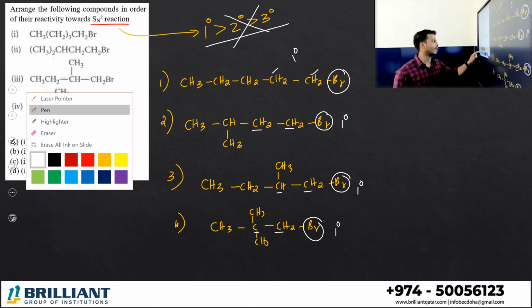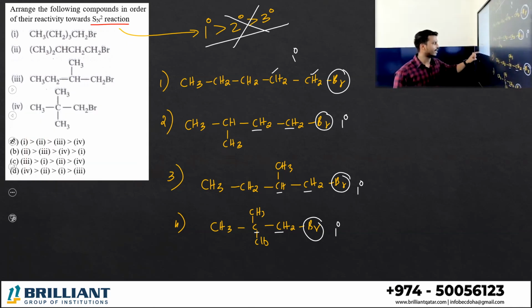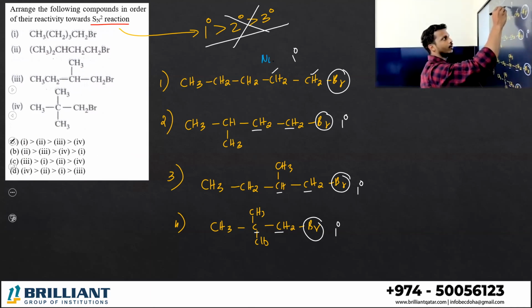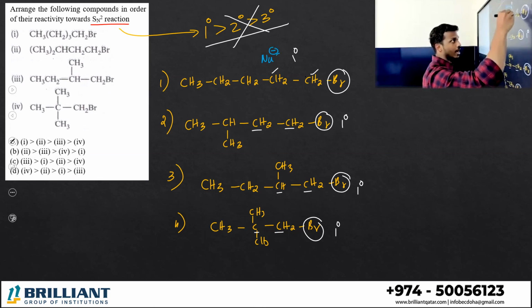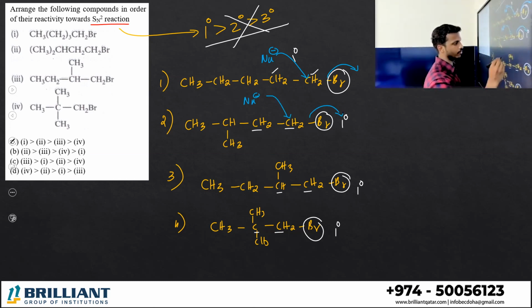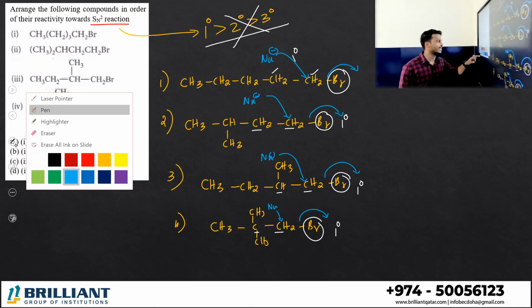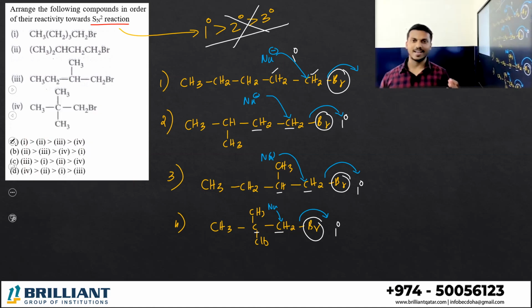What is the SN2 mechanism? The nucleophile attacks the halogen-connected carbon from the opposite direction. So the nucleophile is coming to this carbon atom and the halogen will leave. Here the nucleophile is attacking this carbon atom, halogen leaves. Here also the nucleophile attacks this carbon, halogen leaves. This is what happens. Which attack is easier?